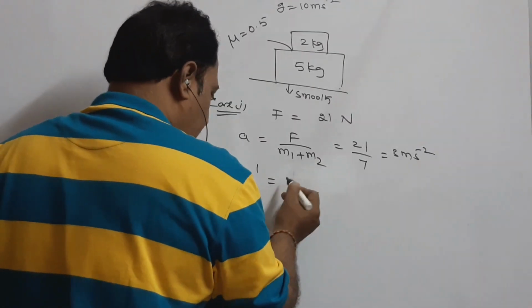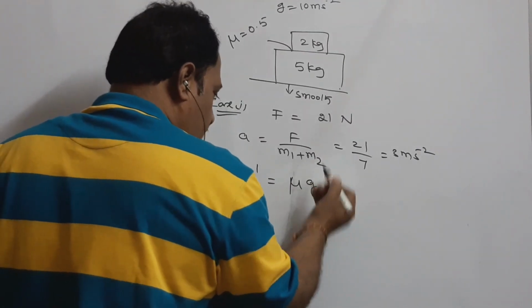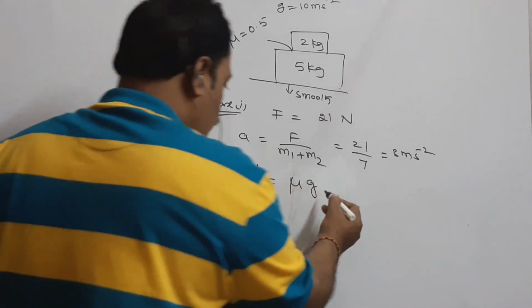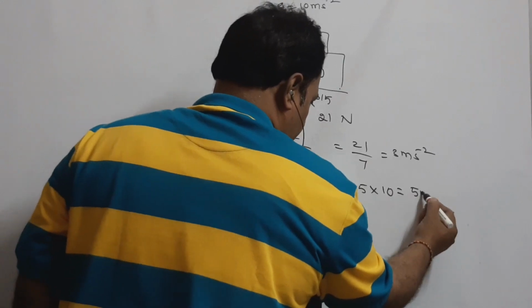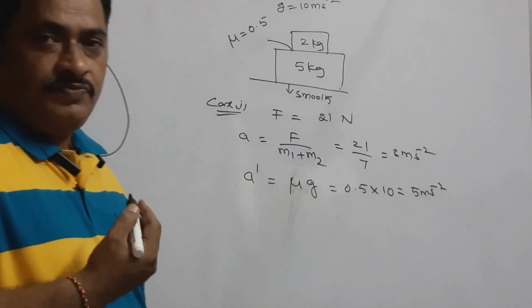Now we have to calculate A dash. A dash is equal to mu g. Mu is equal to 0.5, g is equal to 10, so A dash is 5 meter per second square.